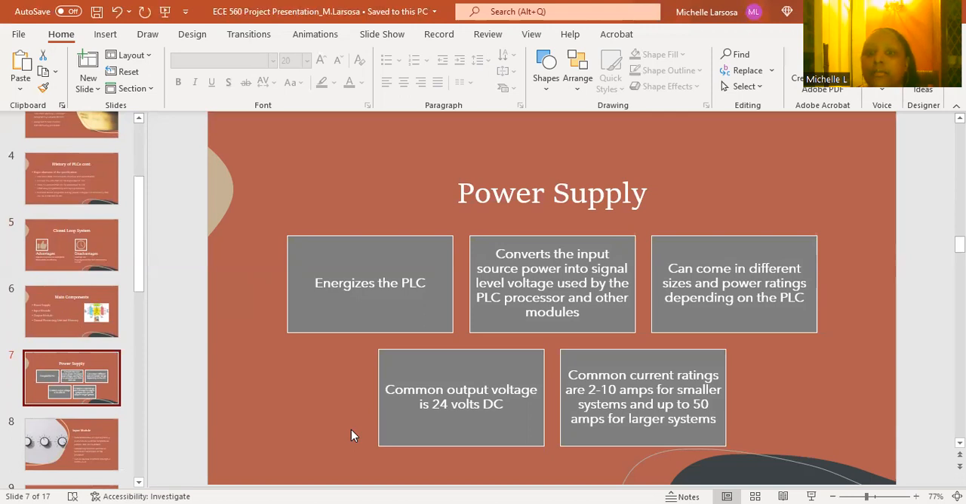The power supply can also come in different sizes and power ratings depending on the type of PLC that's being used. And so those are the types of things that the engineers who are planning and designing the system need to look at when implementing this type of system. The common output voltage is 24 volts DC, and the common current ratings are 2 to 10 amps for smaller systems and up to 50 amps for larger systems.